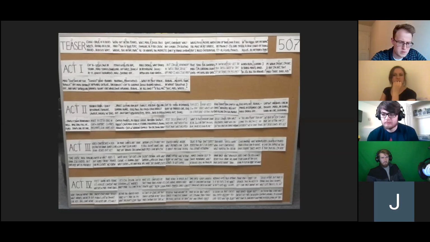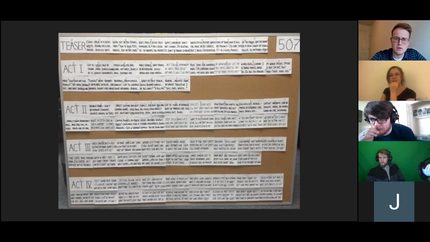I was also wondering, do you have an example of what a treatment would look like when it's finished? Or is it not really kind of personalized?